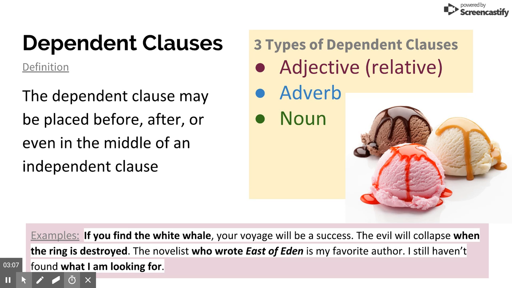Now, there are also 3 different types of dependent clauses: adjectives, adverbs, and nouns, and they act just like those parts of speech act. I'm not going to hold you responsible for labeling the type of dependent clause in a sentence, but I am going to give you a quick overview so you know the difference among the 3 types.